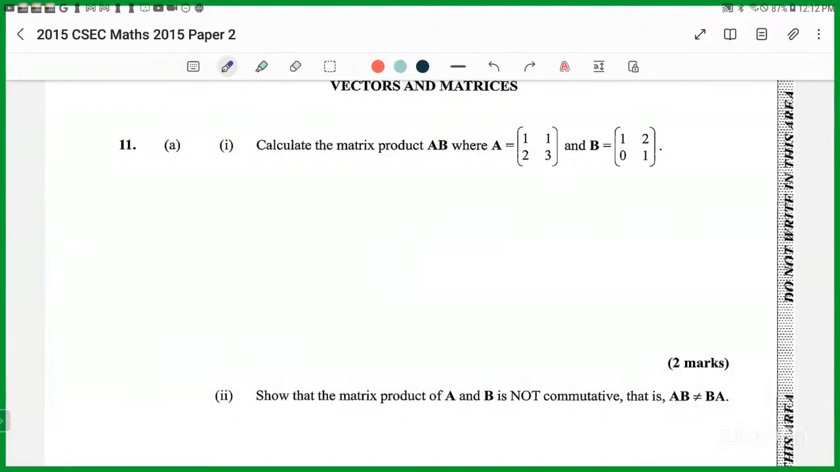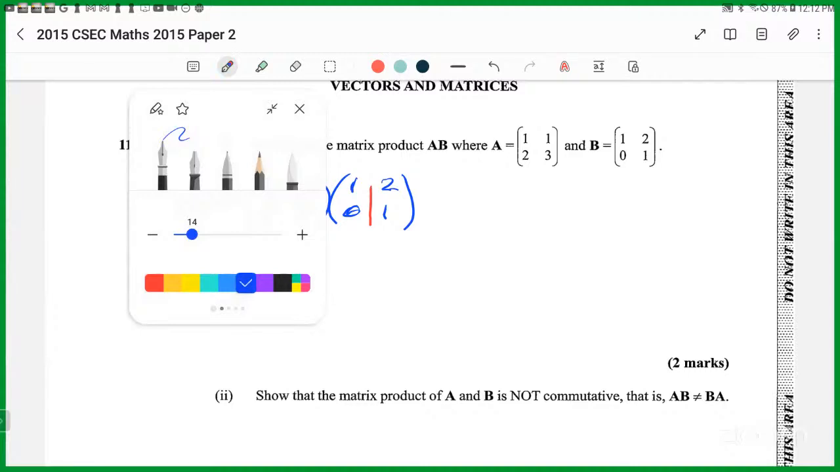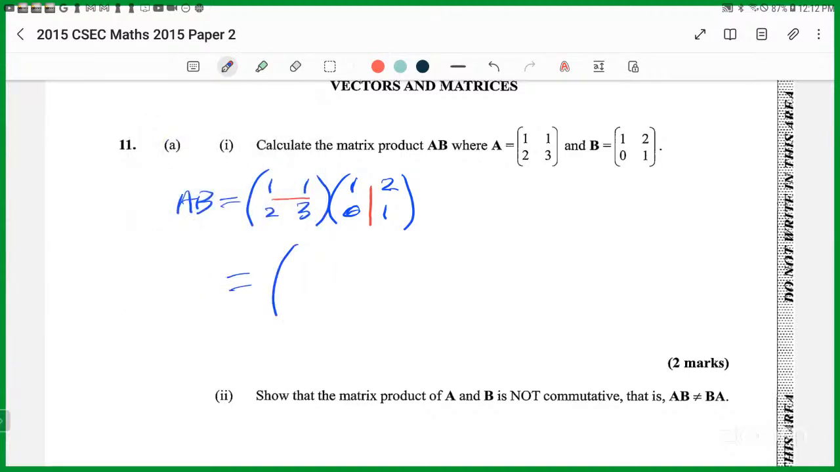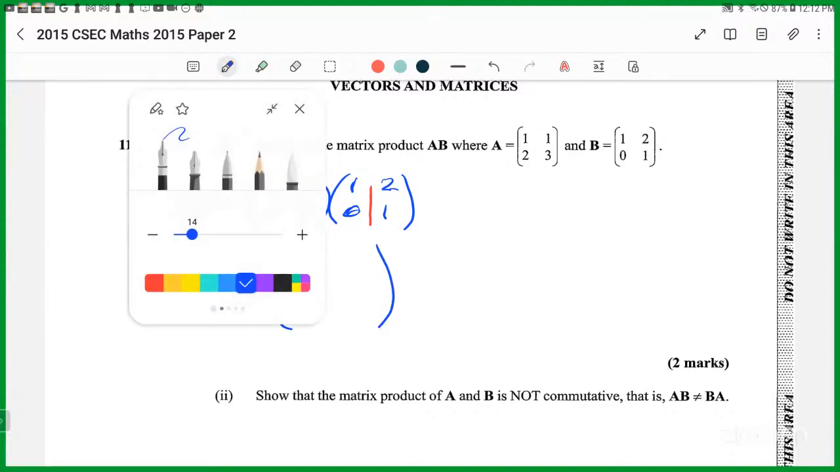So AB would be 1123 times 1201. All right, multiply them the same way. Rows of the first matrix times columns of the second matrix. And you get a big 2 by 2 matrix for your result.